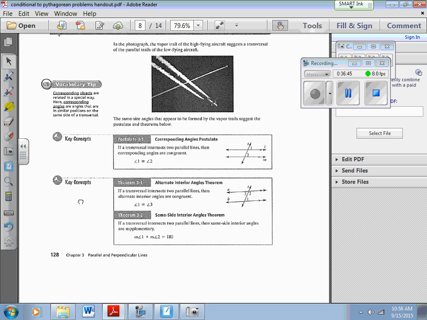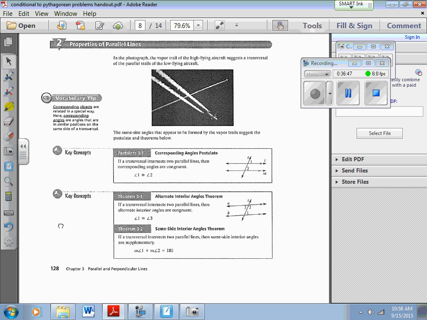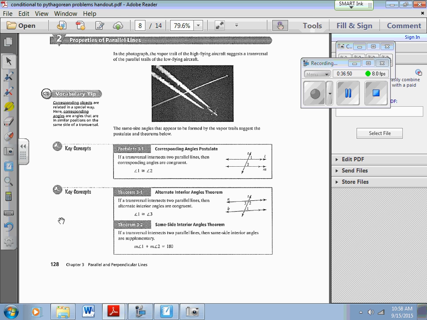All right, so here's where we're at. In the picture on the top, it says, the vapor trail of the high-flying aircraft suggests the transversal of the parallel trails of the low-flying aircraft. Can everybody distinguish those, the trails of vapor from the 2 aircraft? I'm pretty sure at one point out here, there have always been airplanes passing by and you've seen images like that in the sky. Yeah, almost every day.